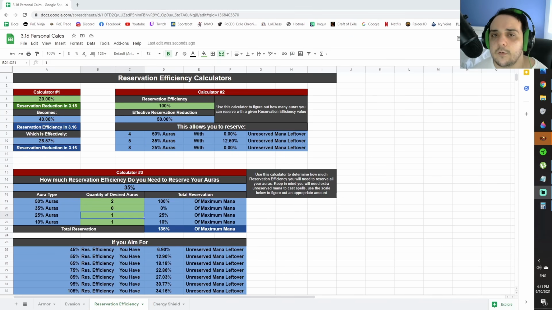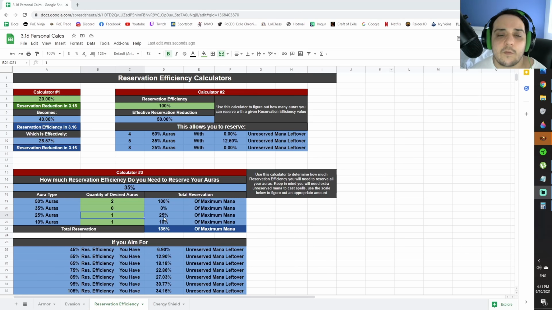The third calculator is far more practical, and it's probably what most of you want to end up using. It basically allows you to tell this calculator exactly how many of each type of aura you want to run, and then the calculator will tell you how much mana reservation efficiency you're going to need in order to reserve all these auras, as well as having mana left over.